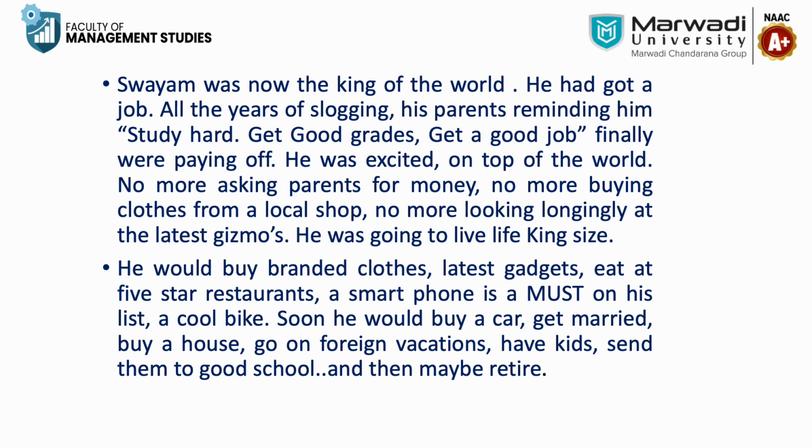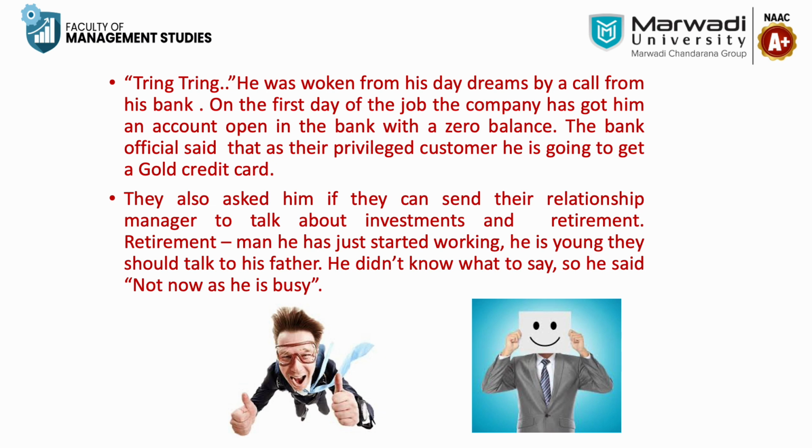So this is what he is also going to do: buy branded clothes and whatever latest gadgets, and eat at five-star places, and of course he needs a smartphone, he needs a bike, and then he wants to settle down with his family and go on foreign vacations. So very interesting, right? Let's see what happens next.